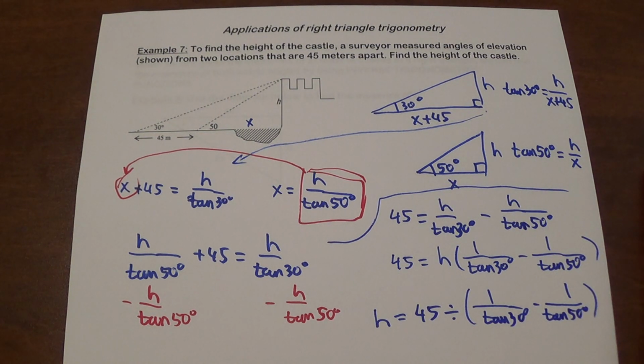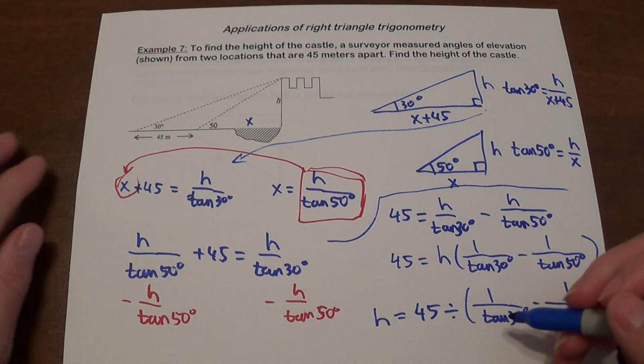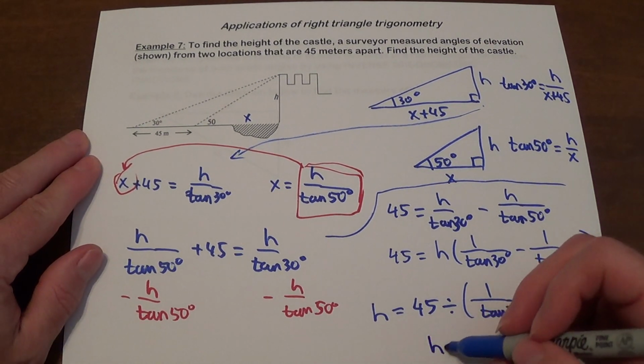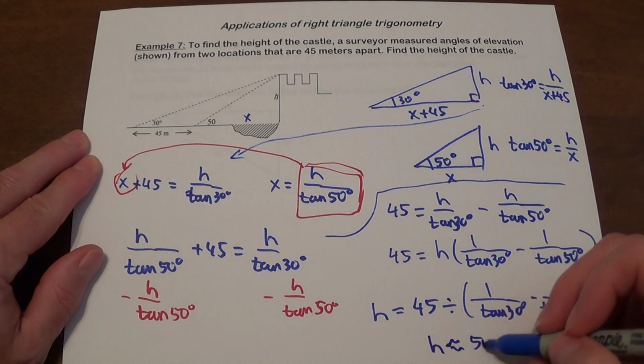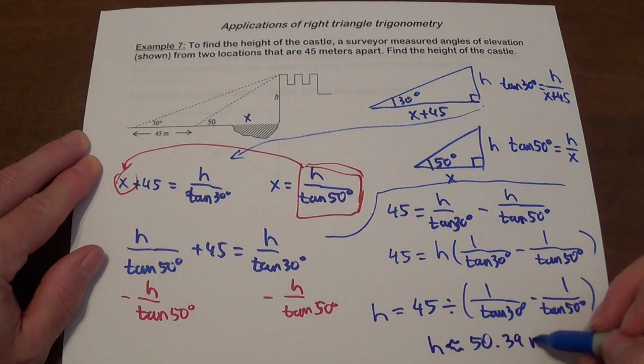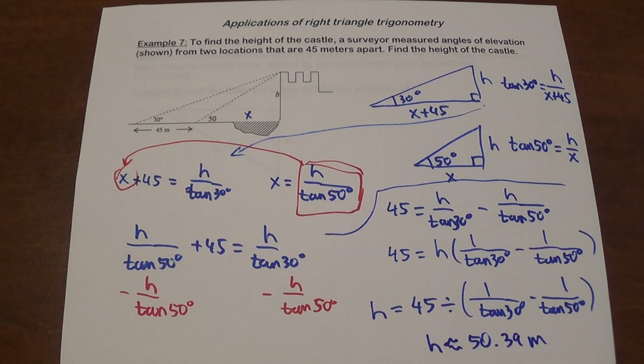So we type in 45 divided by parentheses 1 divided by tangent 30 degrees minus 1 divided by tangent 50 degrees, and press enter, and I got the answer of 50.39. So that means that this wall, the height is going to be approximately 50.39 meters. And that is the answer.